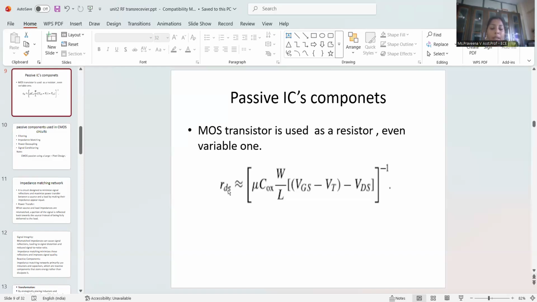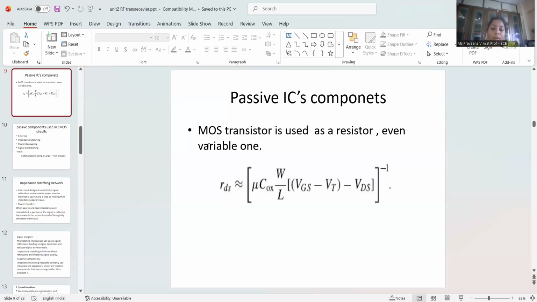In a PN junction diode, in the P region the holes will be the majority carriers, right? So in the N region, electrons will be the majority carriers. Mu is the carrier mobility, COX is the gate oxide capacitance per unit area, W is the width of the MOSFET channel, and L is the length of the MOSFET channel. VGS is the gate to source voltage, VT is the threshold voltage, and VDS is the drain to source voltage.